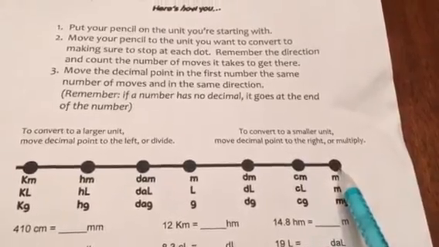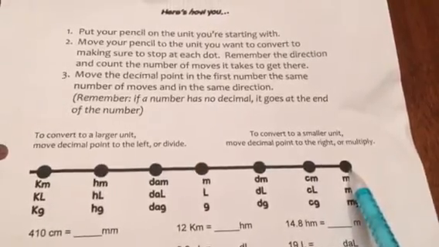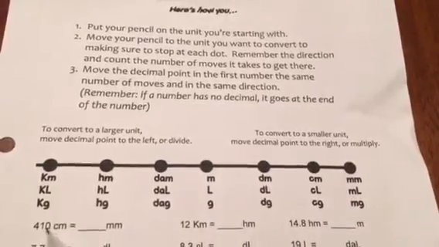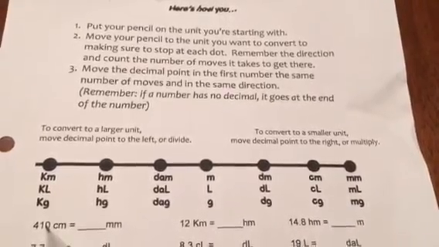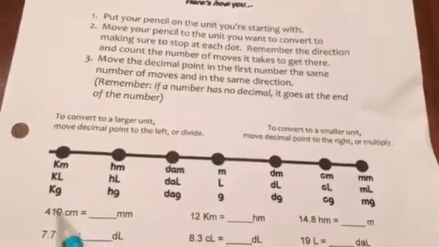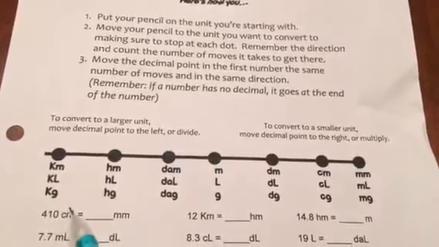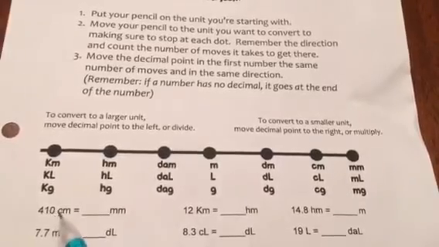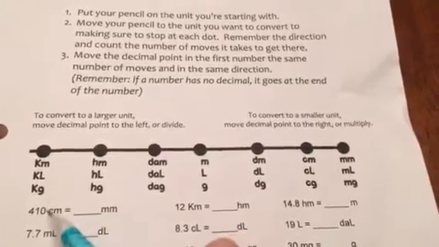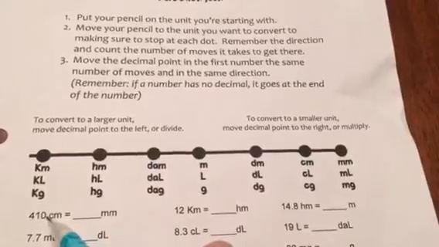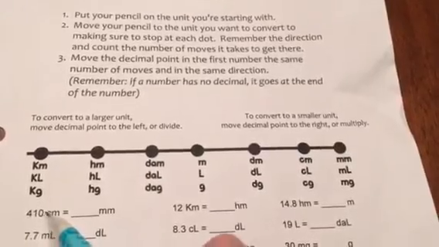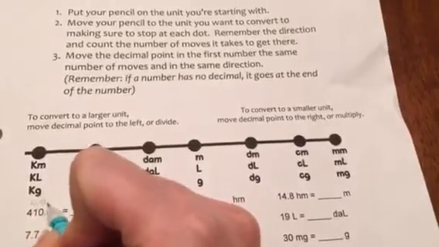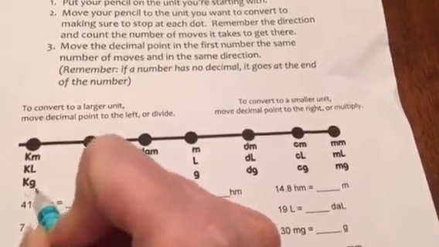So the third step tells me I'm going to move the decimal point in the first number, 410, the same number of moves and in the same direction. Now when I look at this number 410, there is no decimal. So you have to remember that when it's not visibly seen in the problem, it's always found at the end of the number there. Okay, so I'm actually going to write it above so you can see it a little bit better. So 410 would be there.